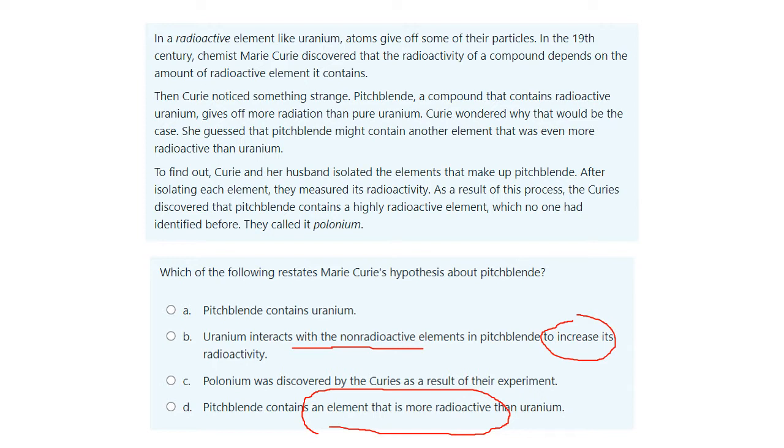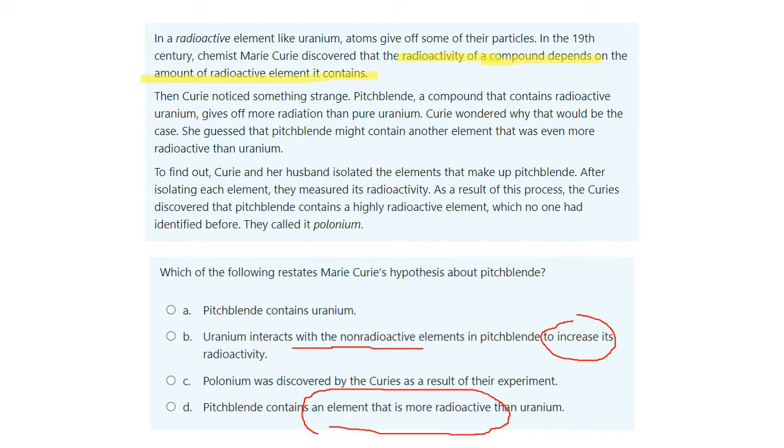In a radioactive element like uranium, atoms give off some of their particles. In the 19th century, chemist Marie Curie discovered that the radioactivity of a compound depends on the amount of radioactive elements it contains. So the radioactivity depends on the number of radioactive elements. That's an important idea, and we'll come back to that in a moment.